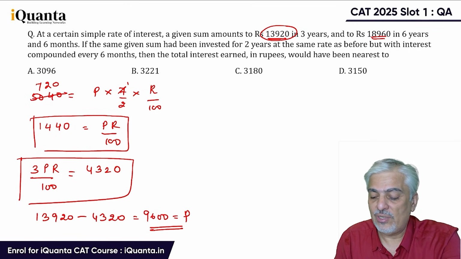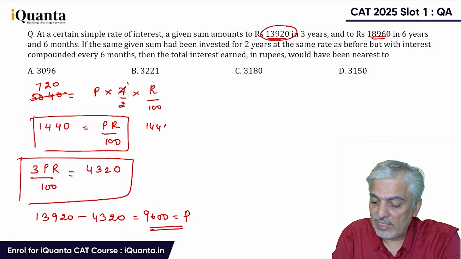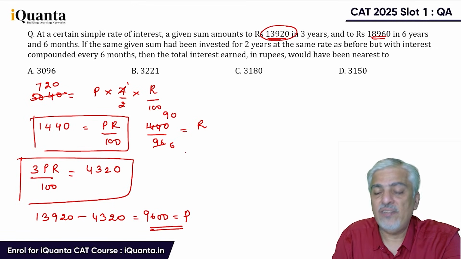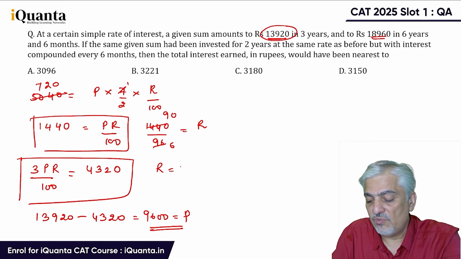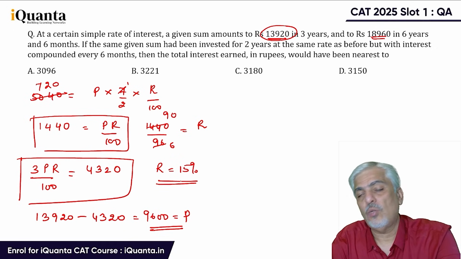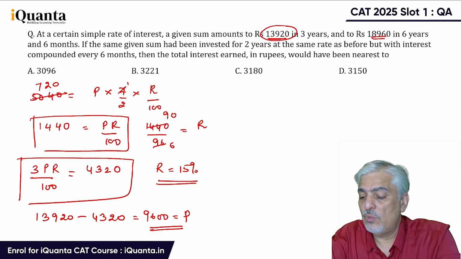Once I got the principal, I can get the rate also. I can put it in any one of the equations. I'll put it obviously in the first one. I'll get 1440 divided by 96, because 2 zeros will cut. Divided by 96 is nothing but R. 16 is the table I can see: 16 9s are 144, 16 6s are 96, and 15 6s are 90. So R is 15%. So the first part of the question, getting R, was not very difficult. Yes, maybe a little bit lengthier than what I would want, but the second part of the question was difficult.